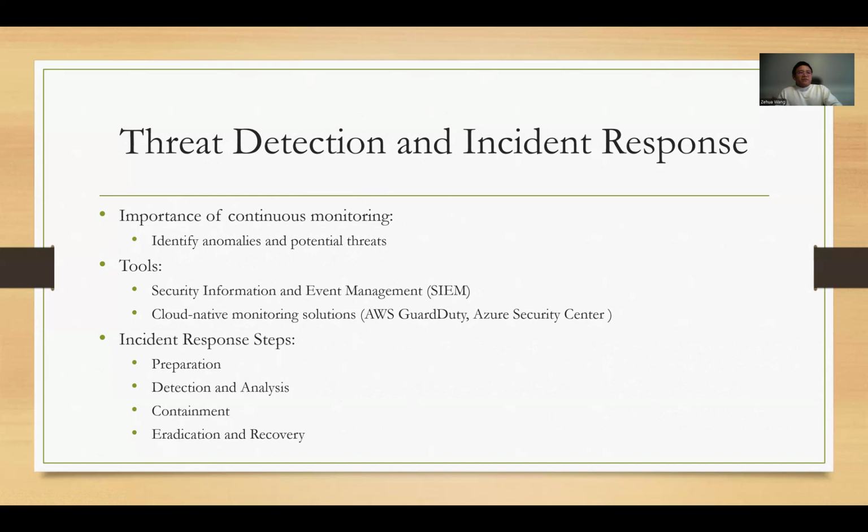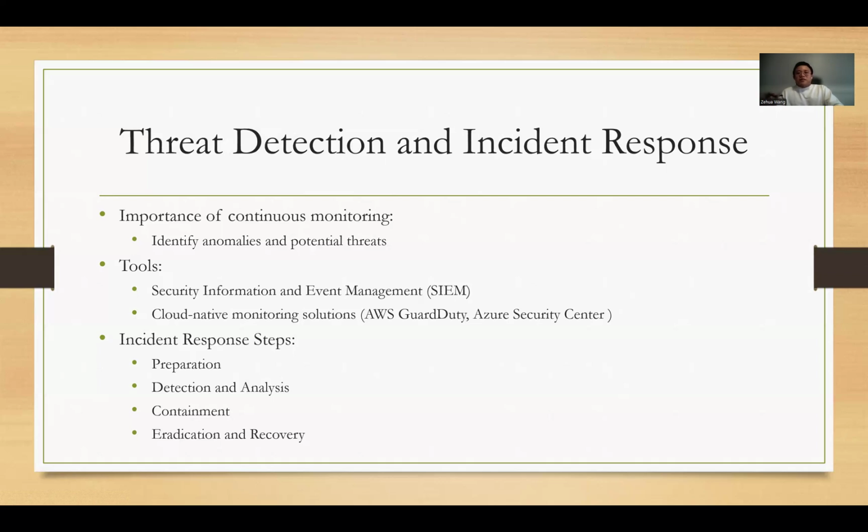And we have four steps when we have an incident. At the very beginning is preparation: we need to deploy and regularly update an incident response plan. Secondly, detection and analysis: using monitoring tools to identify and assess the scope of the threat. Third one is very important, containment: isolate affected systems to prevent further damage. A common strategy is to disable the compromised account or restrict network access temporarily.